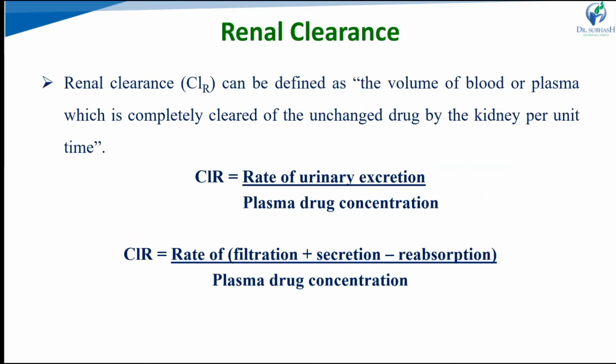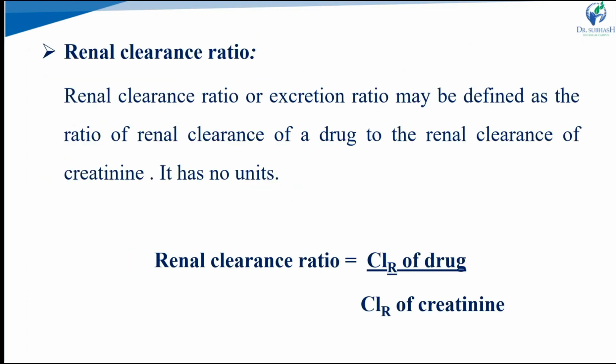Renal clearance can be defined as the volume of blood or plasma which is completely cleared of the unchanged drug by the kidney per unit time. For hepatic clearance, it is by the liver. Renal clearance is equal to the rate of urinary excretion divided by plasma drug concentration. The urinary excretion rate is the net effect of rate of filtration plus rate of secretion minus rate of reabsorption.